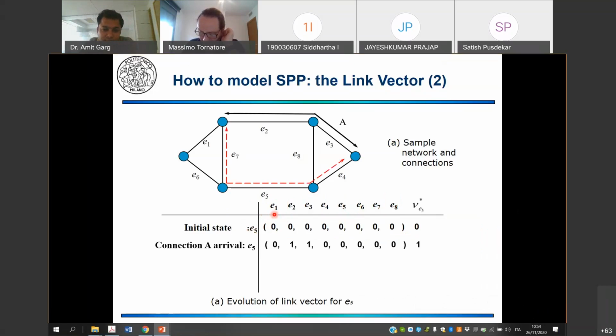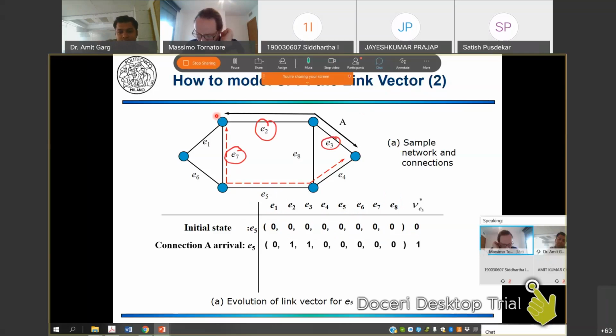For example, if I route connection A on this working path, link E2 and link E5, and with this backup path, E7, E5, E4, then the link vector says, on link E5, I need 1 unit of capacity when link E2 fails, 1 unit of capacity when link E3 fails, and that's it. These are the only 2 situations in which I need capacity on link. How much capacity I need? 1.